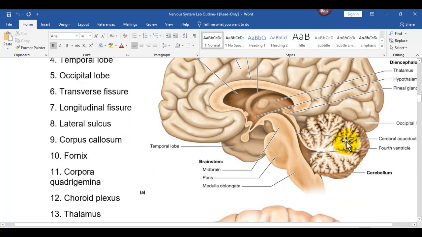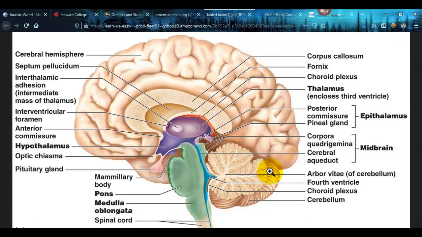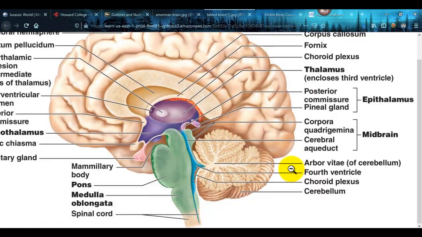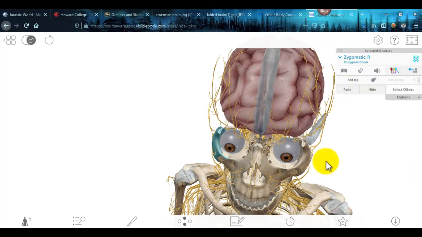Now, all this up here is the cerebrum. This is the cerebellum. That little line between them is called the transverse fissure. Let's see if maybe these are named differently. You can see it there, see, it comes this way. That's the transverse fissure. The longitudinal fissure is the part of the brain that goes right down the middle. So it's kind of highlighted here.